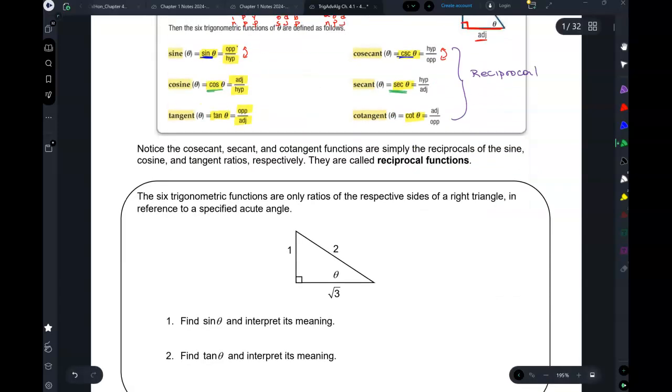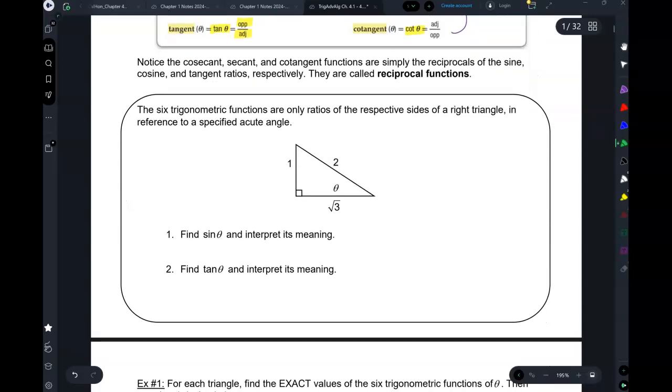Okay, so the 6 trigonometric ratios are, so let's see, we have this triangle here, and we want to find sine of theta and tangent of theta.